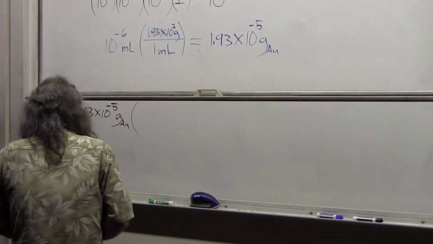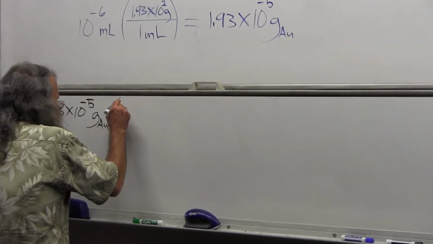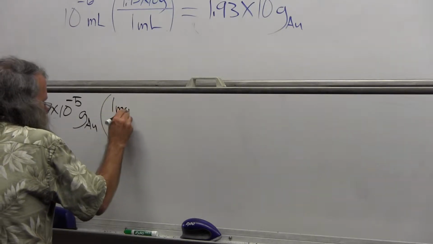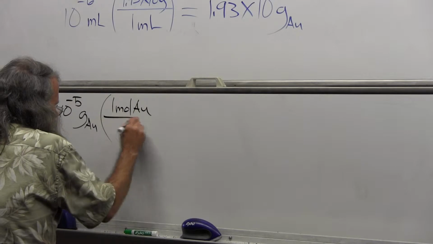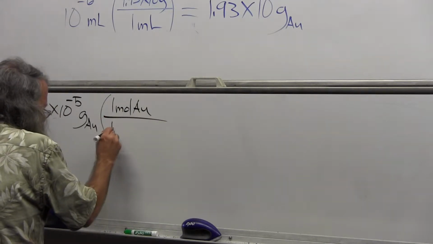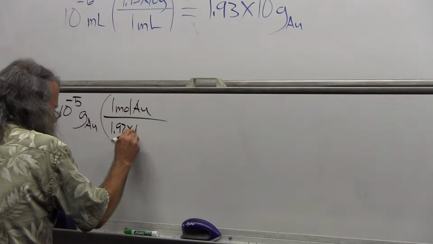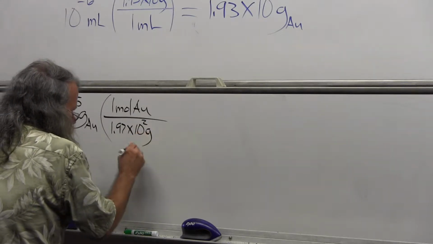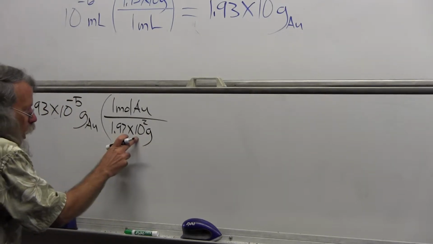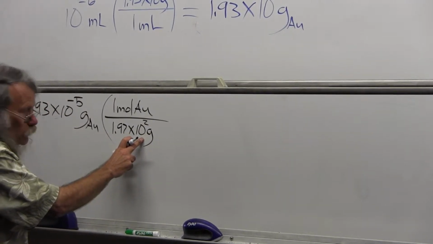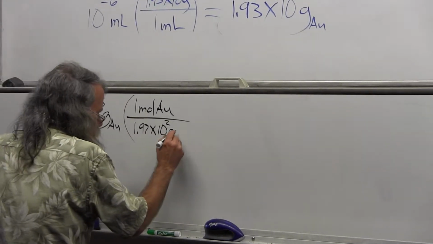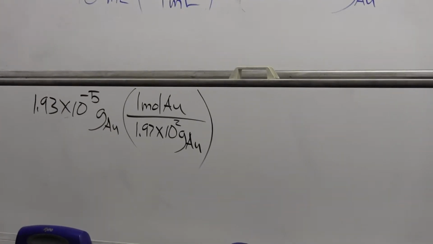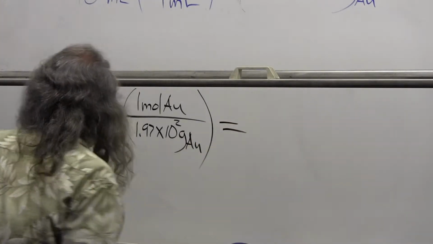So this is, there is 1 mole of gold divided by 1.97 times 10 to the squared grams, or 1.97 hundred grams. This is 197 grams of gold. So once we have it in this form, it becomes a trivial matter. Now let's go ahead and extend this.